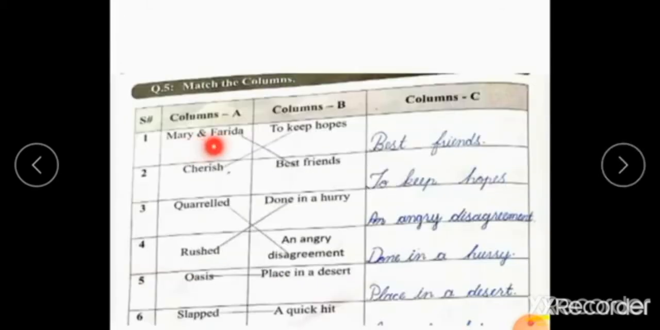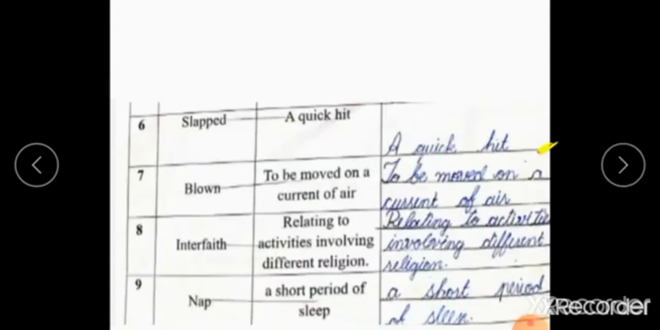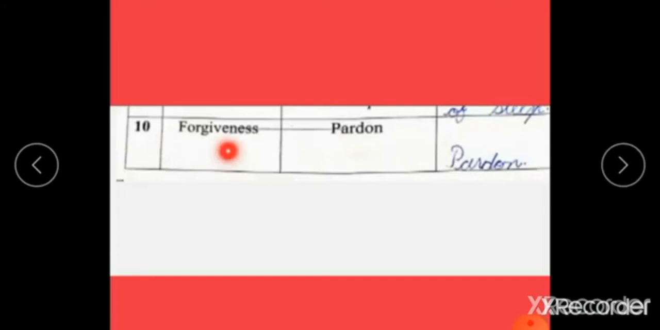Match the column. Mary and Farida, best friends. Cherish, to keep hopes. Quarreled, disagreement. Oasis, place in a desert. Slapped, a quick hit. So you will write the words in column C. Blown, to be moved on a current of air. Interfaith, relating to activities involving different religion. Nap, a short period of sleep. And the 10th one is forgiveness, pardon.